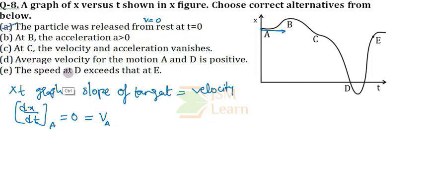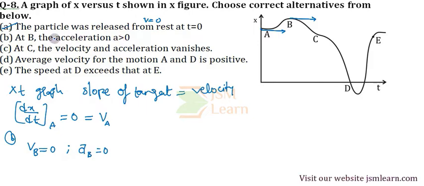Option B says that at B the acceleration a is greater than 0. So when I observe the graph, first let me find the velocity at point B. In order to find velocity, I will draw a tangent, and this tangent is also parallel to the time axis. So the velocity at point B is also equal to 0, as explained before. So velocity vanishes at point B, and then acceleration at point B is also equal to 0. Since acceleration is 0, option B, which says that acceleration is greater than 0 at point B, is wrong. Now coming to option C.